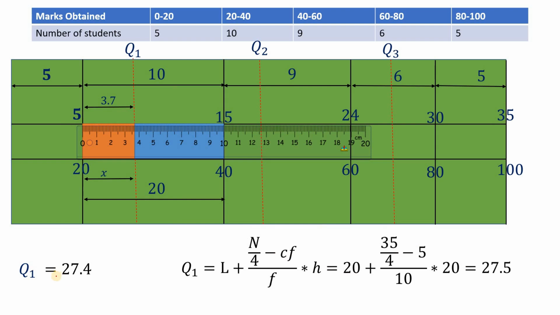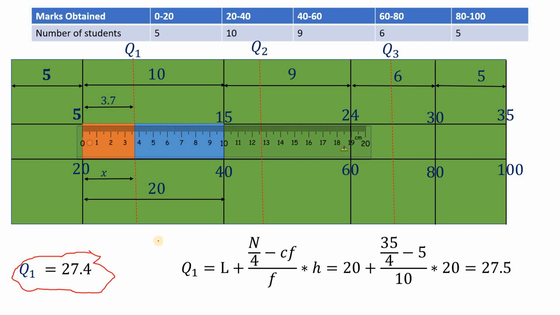You may get confused why we get a different result of 27.4 and 27.5 by using the paper folding technique and by using the formula. The reason is that, as you can see, if we had found the actual result, the distance from here to here would be not 3.7 but 3.75. But since we used the paper folding technique and a ruler to measure the distance, we don't have any idea how to get this length in actual precision of 3.75. So we get some errors while using this paper folding technique.